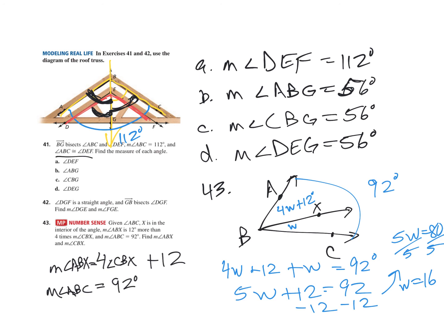So this is 16 degrees. And so ABX is 4 times 16, which is 64, plus 12, 76, which adds up to 92.